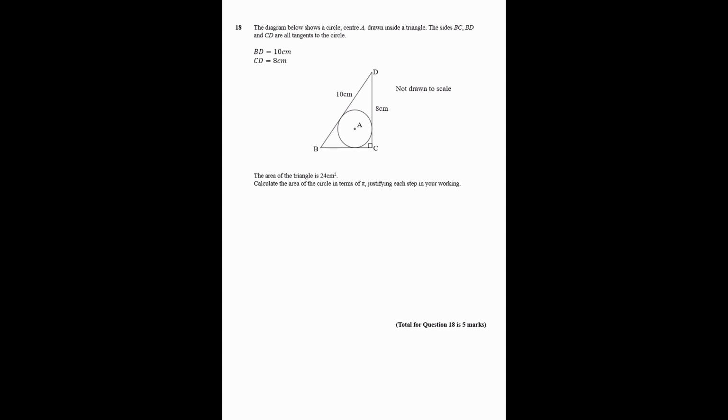Question 18. Right, so we've got a circle, centre A, drawn inside a triangle. The sides BC, BD and CD are all tangents to the circle. So as soon as I hear this, tangents to the circle, I'm thinking to myself, the angle between a tangent and a radius is 90 degrees. So I'm already thinking about circle theorems, but let's just keep that at the back of our minds.